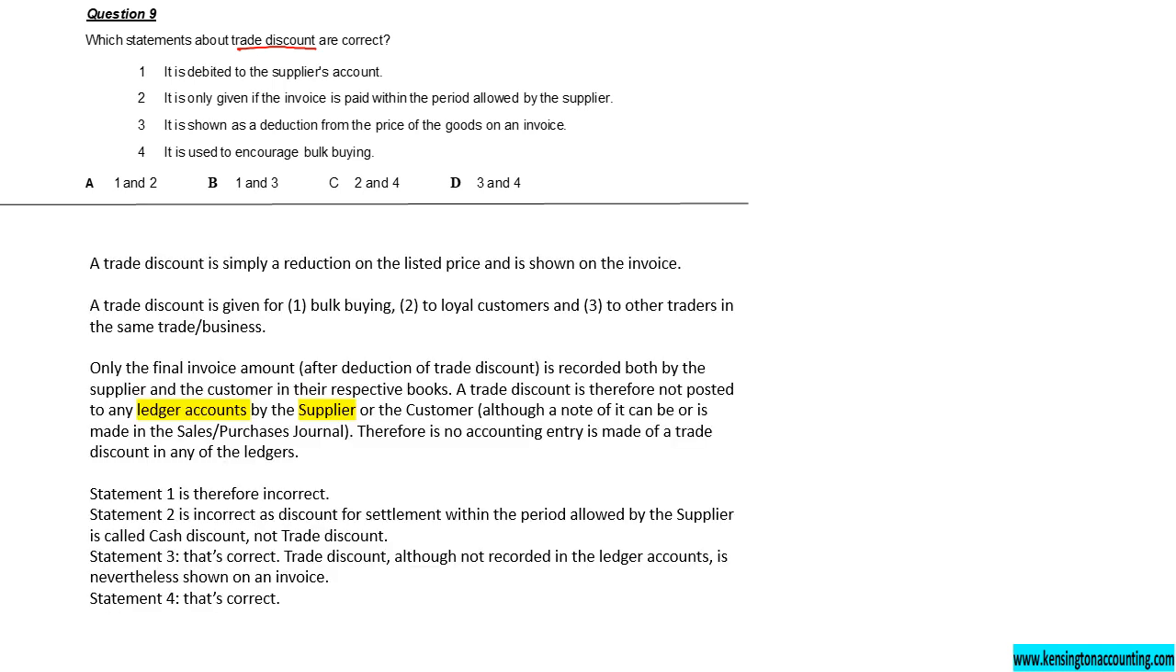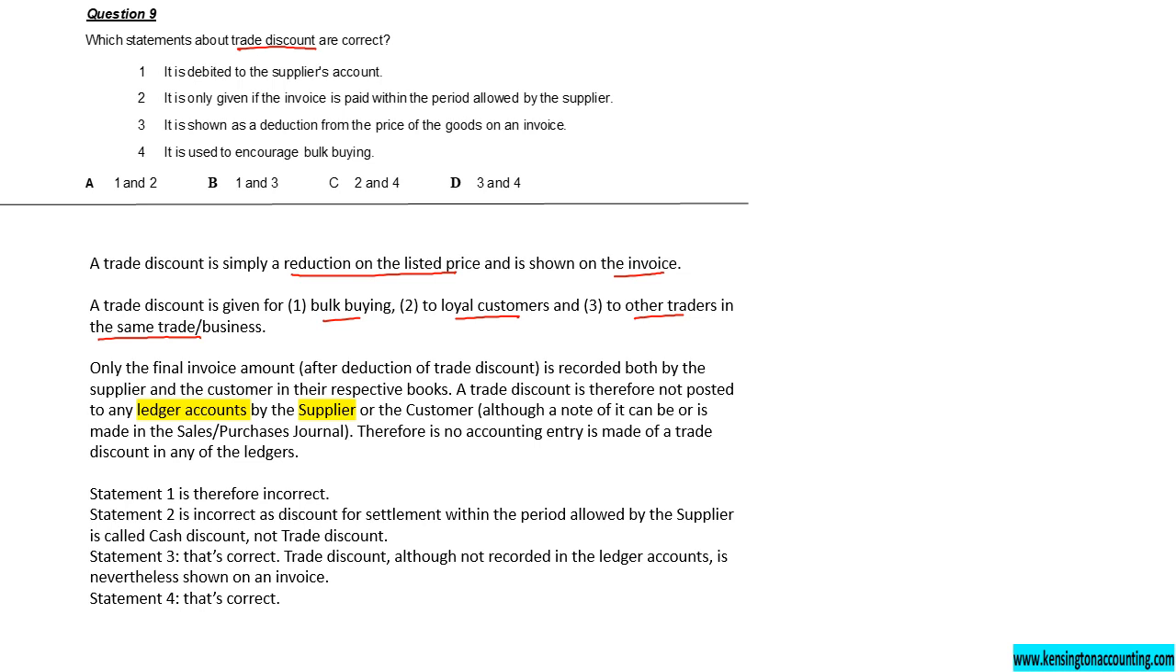Question 9 deals with trade discount. Let's look at the definition, the purpose, and any accounting entries, if any. A trade discount is simply a reduction on the listed price, and it is shown on the invoice. It is given for bulk buying, to loyal customers, and also to other traders in the same trade or business, just like a wholesaler would give a trade discount to smaller retail customers.